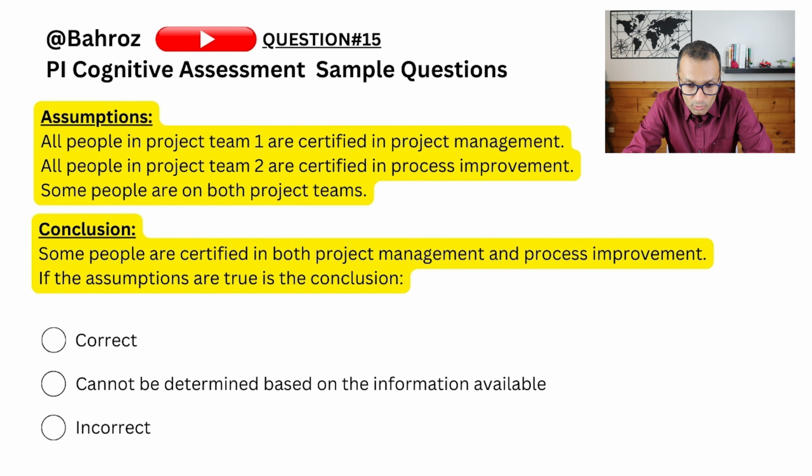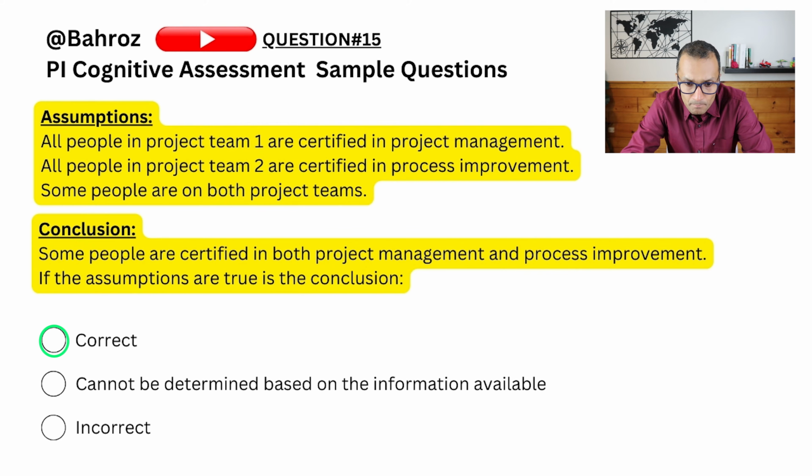All people on project team A are certified in project management. All people on project team B are certified in process improvement. Some people are certified in both project management and process improvement. Yes, this can be possible because we know there are certain people who are on both project teams. So the answer is correct.